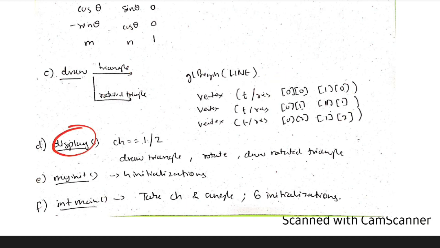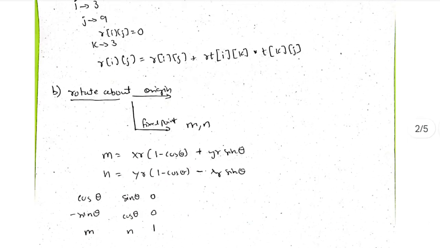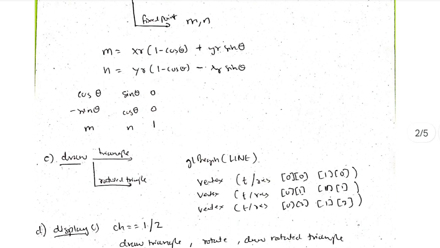In display, we just check whether ch is 1 or 2. If it is 1, then go for this one. If it is 2, then instead of rotating with respect to the origin, we'll use rotation with respect to the fixed point. 2 is for fixed point, 1 is for origin. In this function we call the rotate functions, either this one or this one based on the choice. This is for choice 1, this is for choice 2.